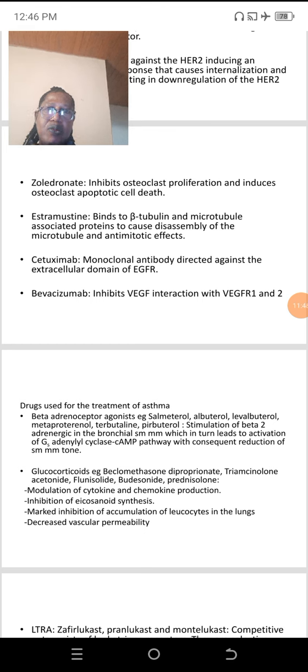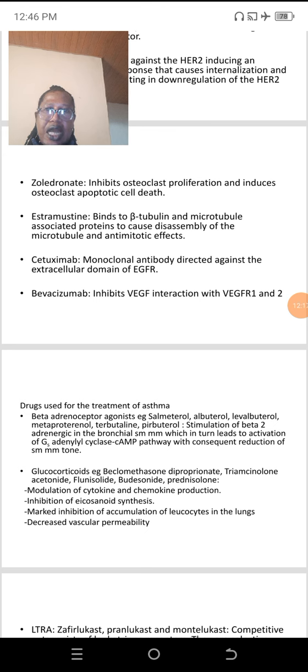These ones cause stimulation of beta-2 adrenergic receptors in the bronchial smooth muscles, which in turn will lead to activation of the Gs adenylyl cyclase cyclic AMP pathway with consequent reduction of smooth muscle tone. Glucocorticoids, e.g., beclomethasone dipropionate, triamcinolone acetonide, and others, act by 1.